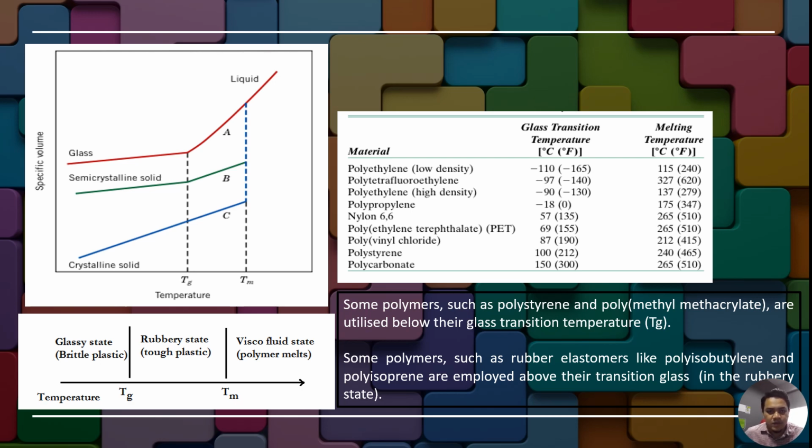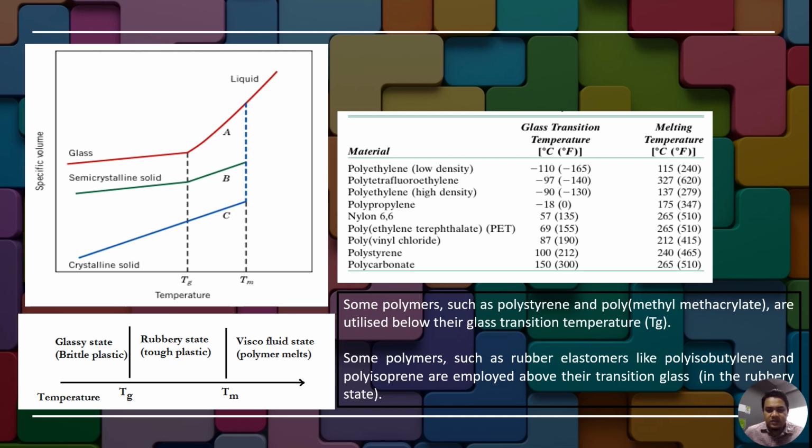Okay, for example, let's see the polyethylene low density. The glass transition temperature is about negative 110 and the melting temperature is about 115 degrees Celsius. Okay, for the next example is nylon 66. The glass transition temperature is 57 and melting temperature is 265 and so on. Alright, some polymers such as polystyrene and polymethyl methacrylate are utilized below their glass transition temperature.